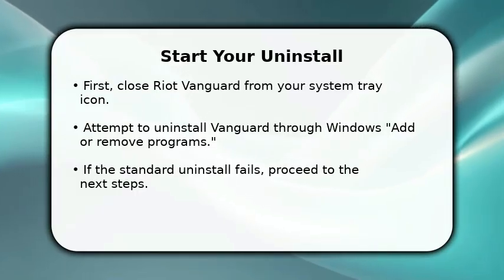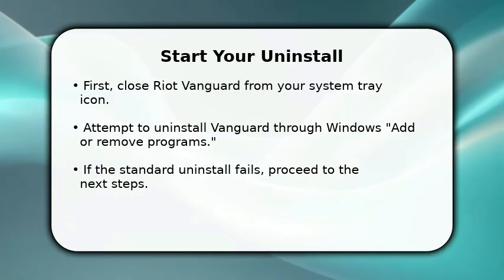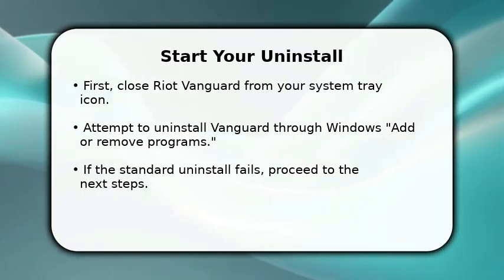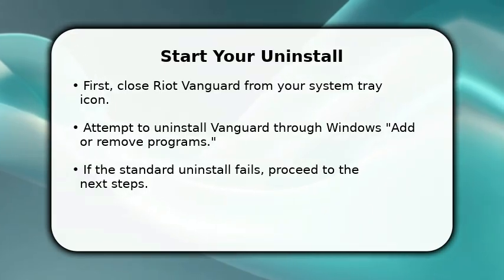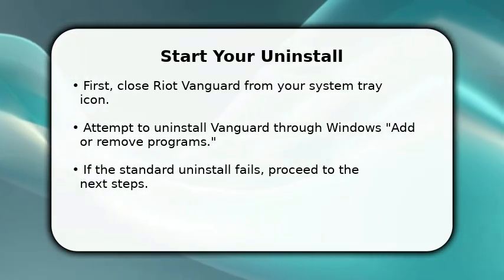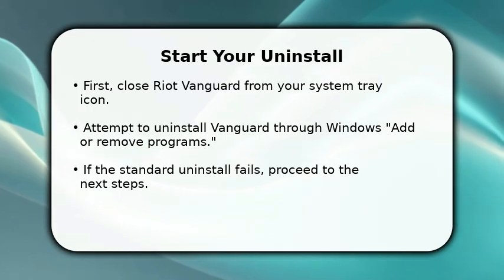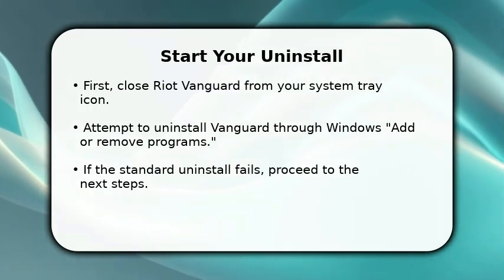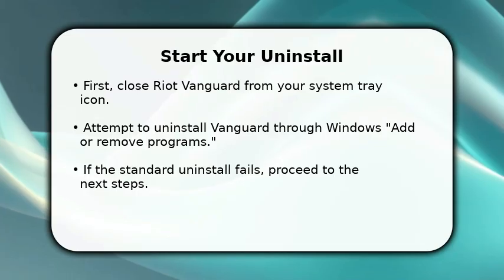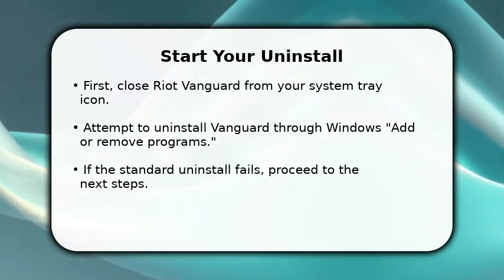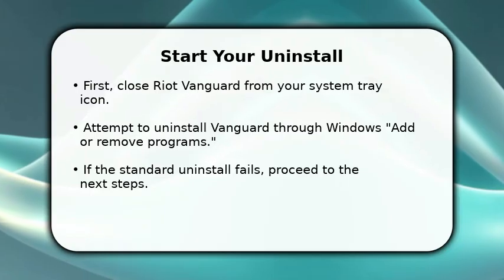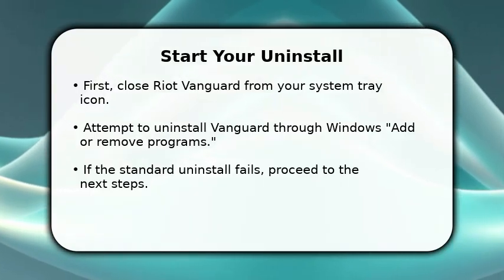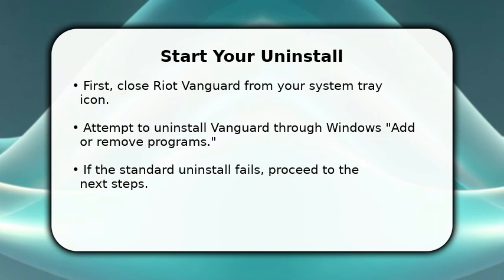In this video, I will explain how to fix Riot Vanguard not uninstalling. To begin, locate the Riot Vanguard icon in your system tray, usually found in the bottom right corner of your screen. Right-click on it and select Exit Vanguard to close the program. Next, try uninstalling Riot Vanguard through your Windows Add or Remove Programs settings. If this standard method doesn't work, don't worry. We have a simple manual process to ensure its complete removal.